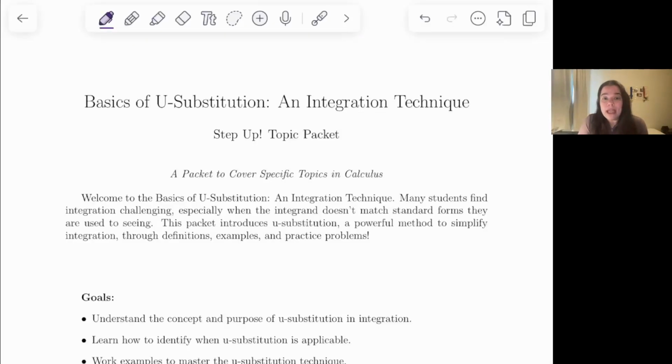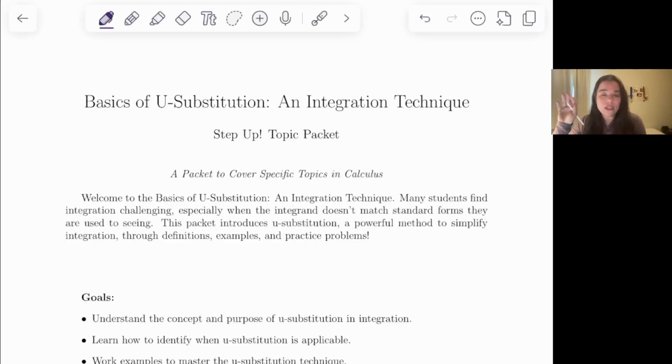In this topics packet, we're going to cover the basics of U-substitution. U-substitution is an integration technique that's usually taught right after you learn the power rule and maybe some other rules about the antiderivative of the e to the x exponential function and your antiderivatives of sine and cosine. So I am going to do some problems in this packet that include having to know the antiderivative of e to the x and the antiderivative of sine of x and cosine of x.